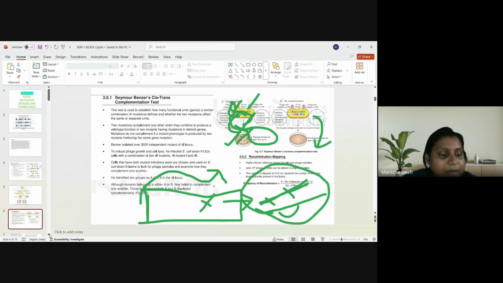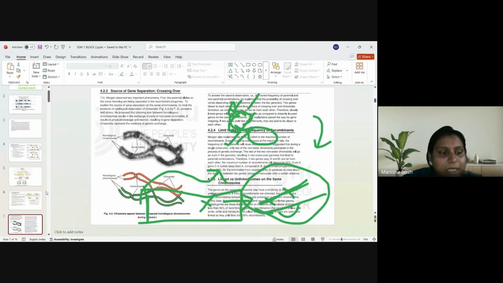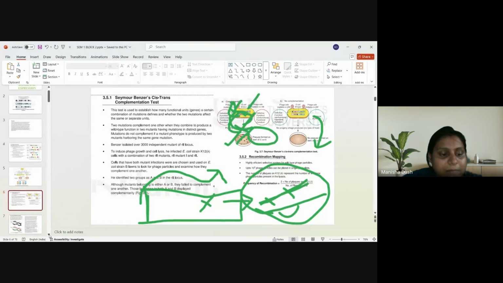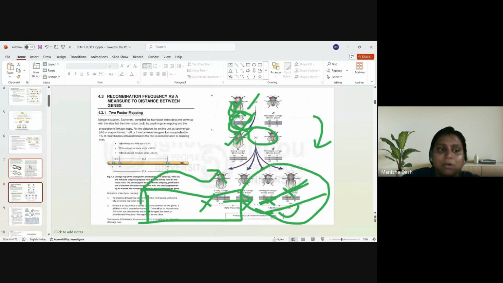Okay, fine. Then coming to the actually next we have the concept of linkage and crossing over.